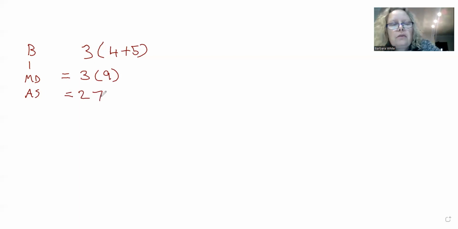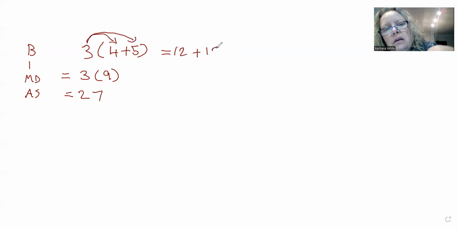But there is this distributive law, I think that's what it's called, that tells you that if you multiply 3 by each of those terms in the bracket, you're going to get the same answer. So we'll do it this way. 3 times 4 is 12. And then you add 3 times 5, which is 15. And that equals 27 also. So you get the same answer.